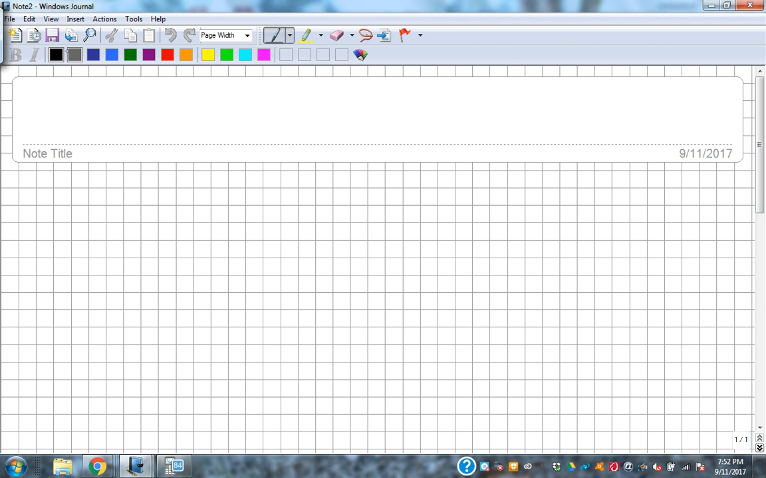I'm using some graph paper here just so I can be more accurate with my graphs. I'm not necessarily going to say that you have to have graph paper for this. We're doing some basic function graphs, recognizing what they do.